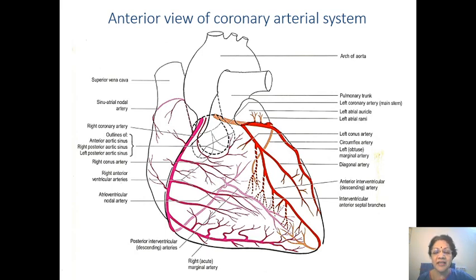So this word diagonal is given only for this in-between branch, whereas the one which is going along the left margin of the heart is called the left marginal artery. In this case, also called the left obtuse artery.